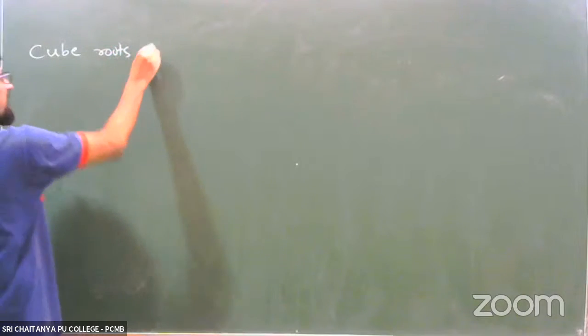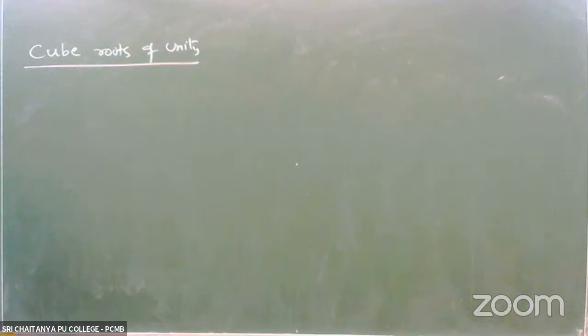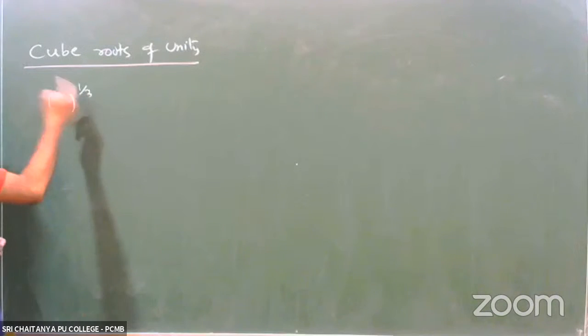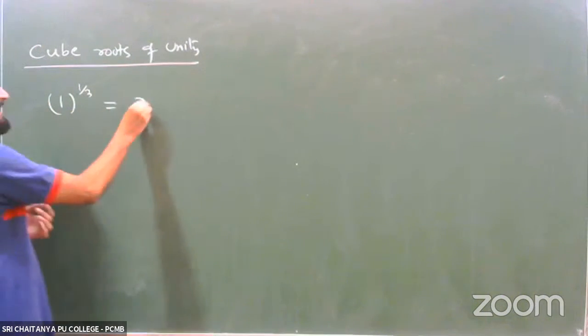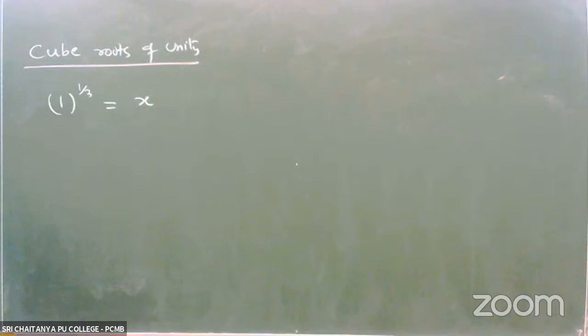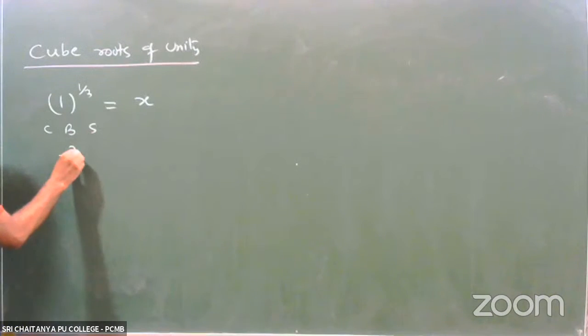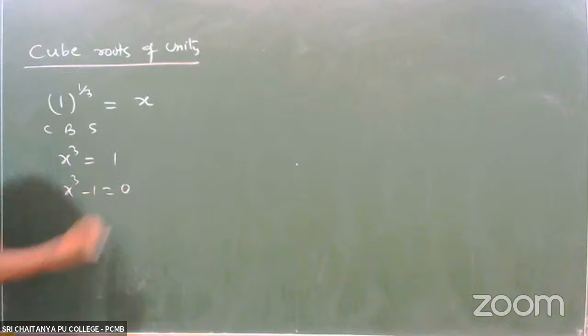This is not there in your PU. Okay, cube roots of unity. What is the meaning of unity? Unity is nothing but 1. So 1 power 1 by 3 is the cube root of unity. You don't know the value of the cube root of unity, hence I am going to consider it as x. Cubing on both sides, I am going to get x cube is equal to 1. x cube minus 1 is equal to 0.